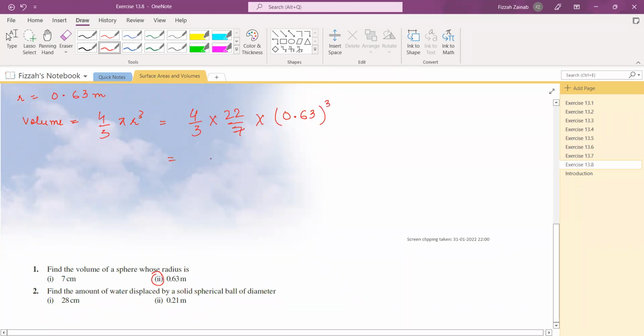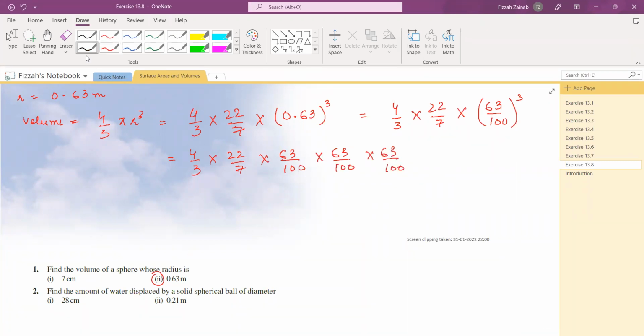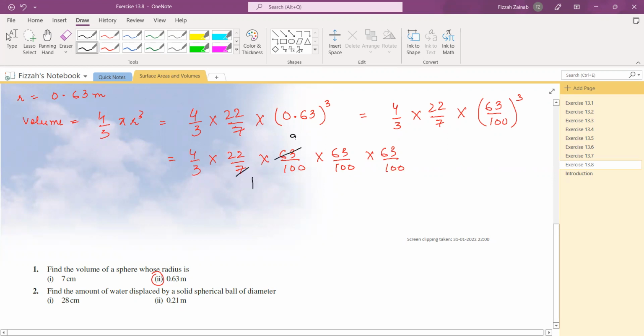Now you expand it. Can I write it like this? 4/3 into 22/7 into 63 divided by 100 whole cube. Any problem? So this is 63/100 into 63/100 and into 63/100. Now you solve it. So 7 into 1 and 7 into 9, right? So 3 into 1 and 3 into 3. I should not disturb the hundreds in the denominator. I'm going to simply multiply the numerator and then put the decimals.